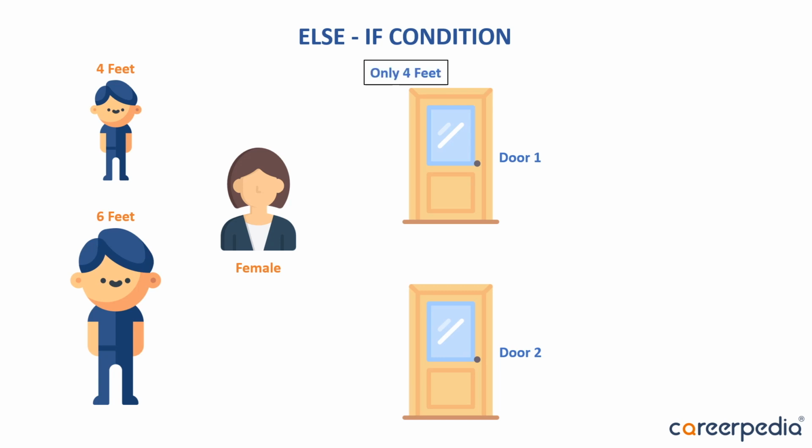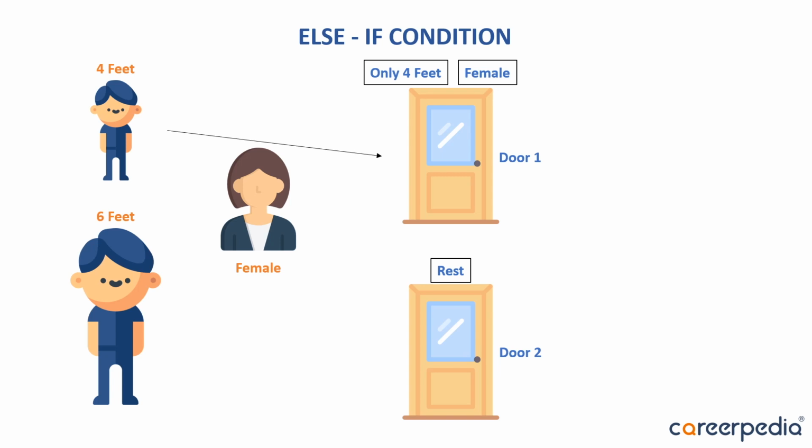For example, it has only the 4 feet condition as well as a female condition. In order to open this door and go, these three persons need to satisfy one of the two conditions. The first one is 4 feet, the other is female. So let us see. The 4 feet person will see which condition he is satisfying. He'll say he has the 4 feet condition.